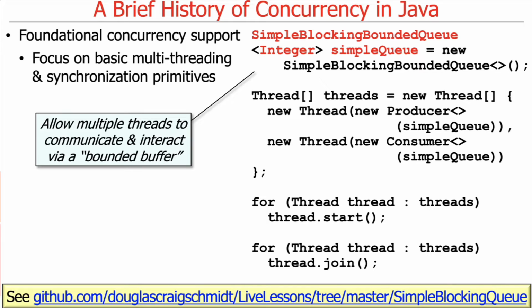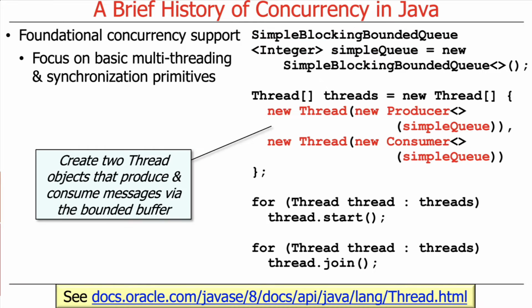A bounded buffer is just a message queue where you can add things to the head of the queue or add things to the end of the queue and then take things off the head of the queue. And that is protected by synchronizers so that there won't be corruption if threads are simultaneously trying to add and remove items from the queue. So we created this thing called a SimpleBlockingBoundedQueue.